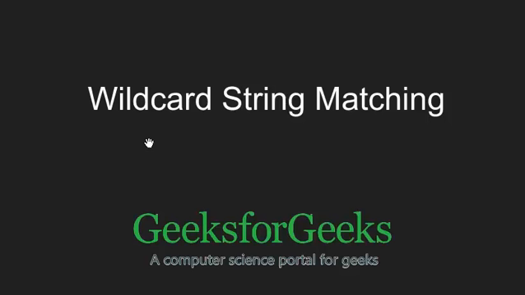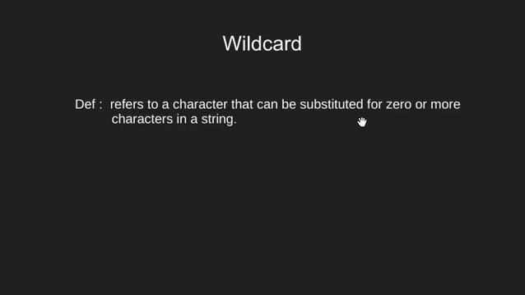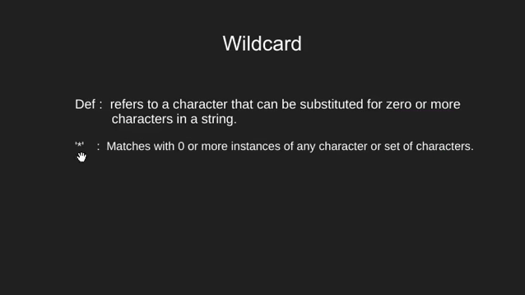In this video, we will be doing wildcard string matching. So before we begin, let's have a brief introduction of what wildcard characters are. In computer science, wildcard refers to characters that can be substituted for 0 or more characters in a string. Here we'll deal with two of them. The first one is asterisk. This wildcard character can be used to signify the presence of 0 or more characters in a string. Next is question mark. This wildcard character can be used to signify the presence of any one character.